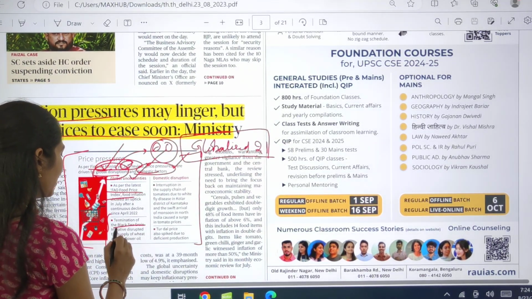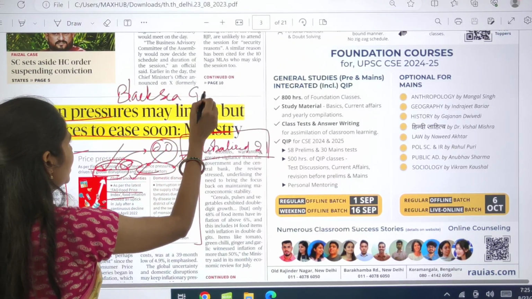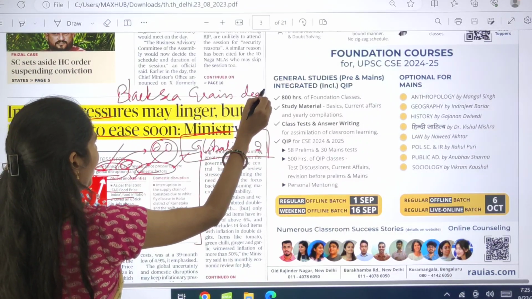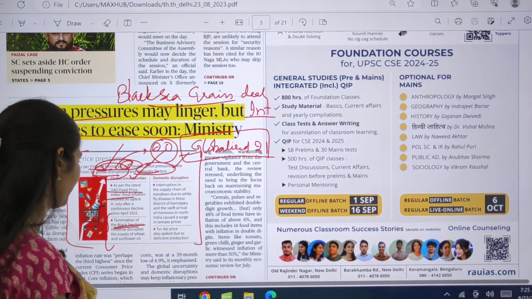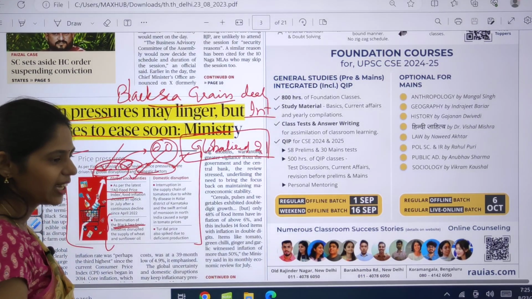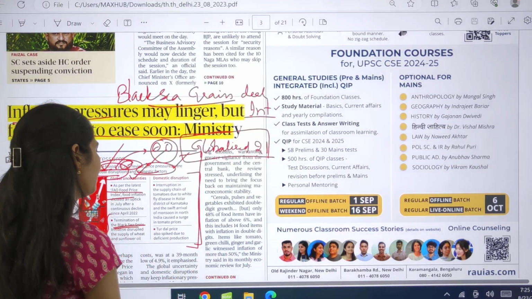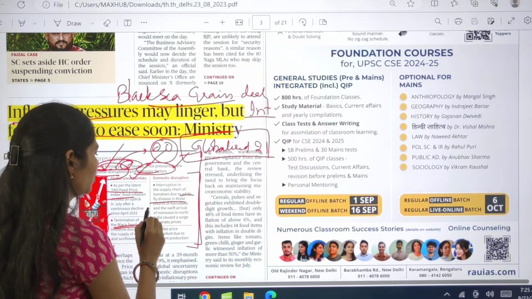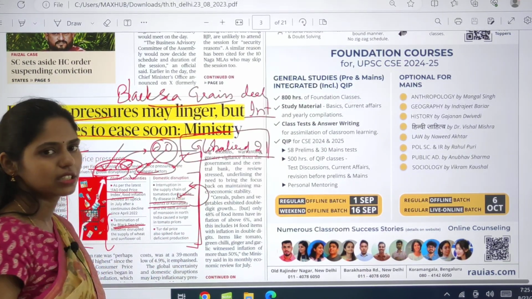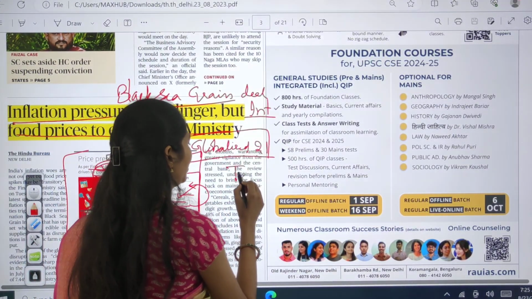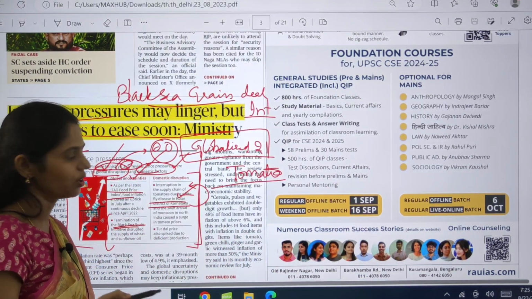And the second one is the termination of the Black Sea grain deal, or Black Sea grain initiative, that led to an increase in the price of wheat as well as sunflower oil. Again, the sunflower oil price may increase soon. And if you say domestic disruptions, because of white fly disease in Kolar district of Karnataka, the production of tomato is affected.